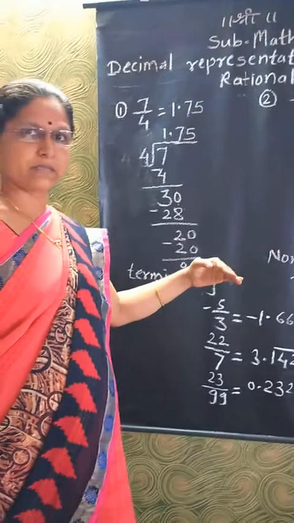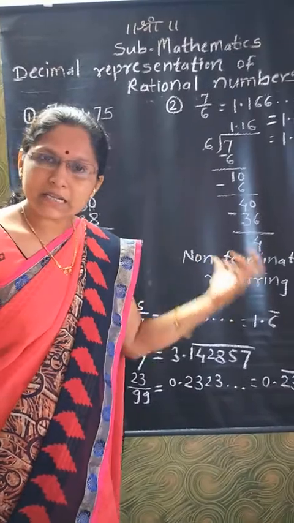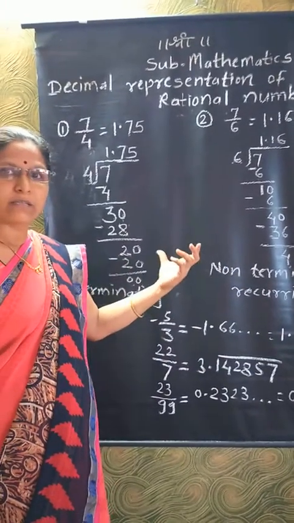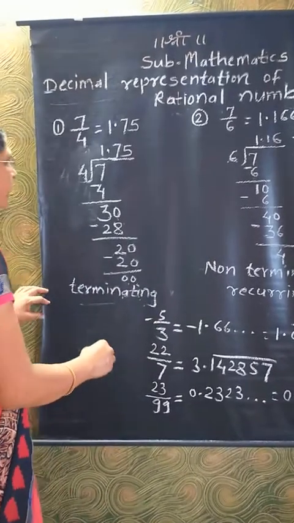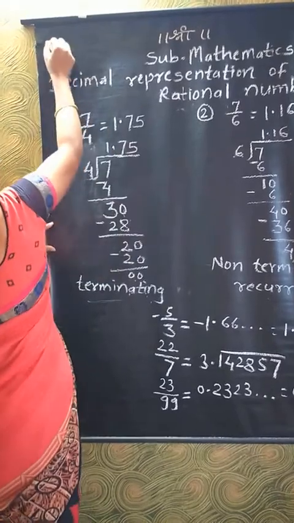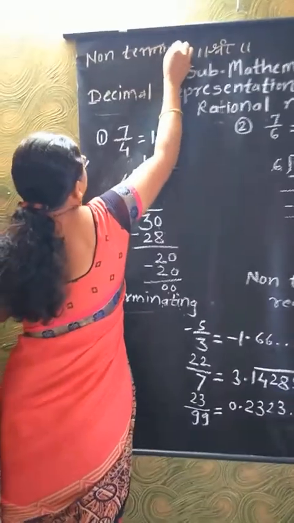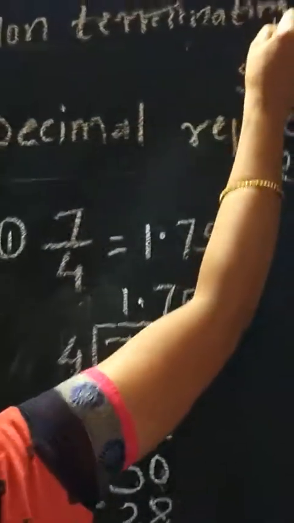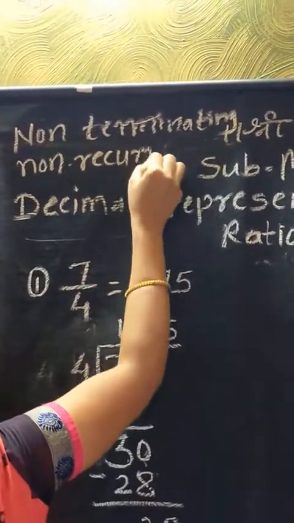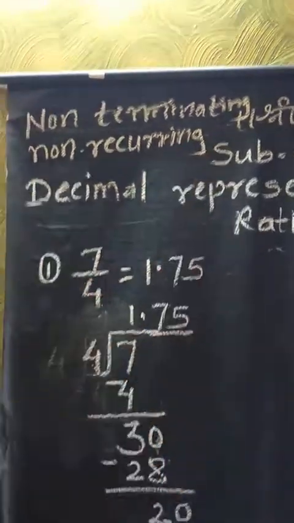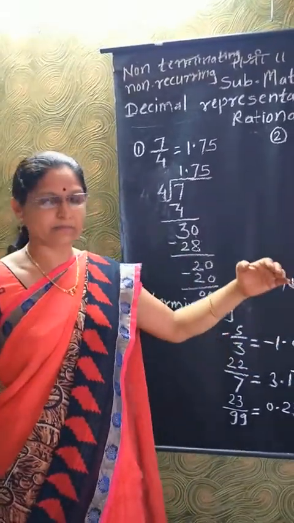But in some examples, in some processes, the process of division doesn't stop. Then we call the process non-terminating, non-recurring. These numbers are called irrational numbers.